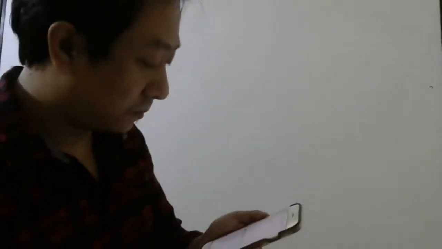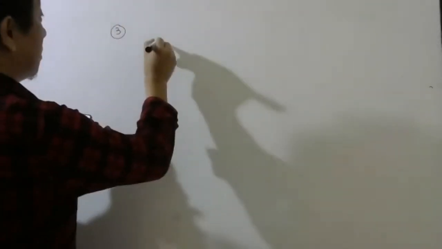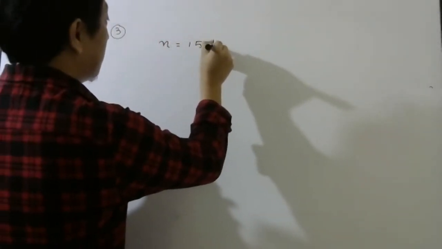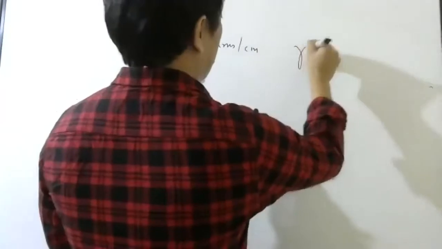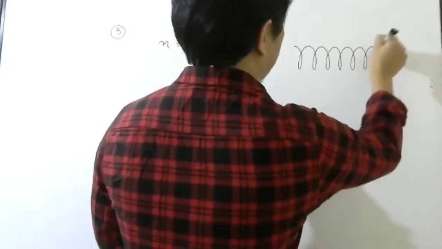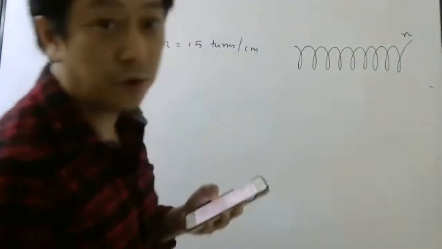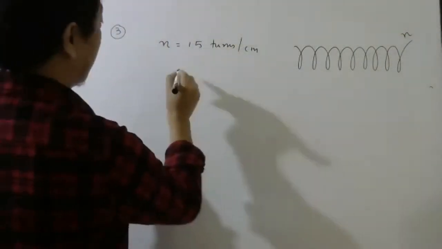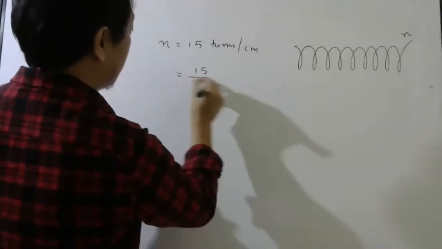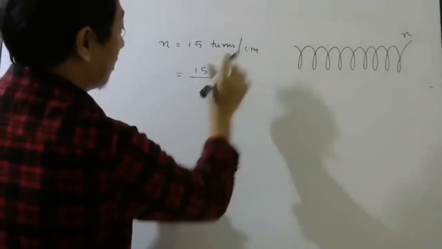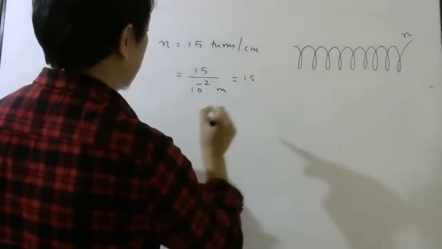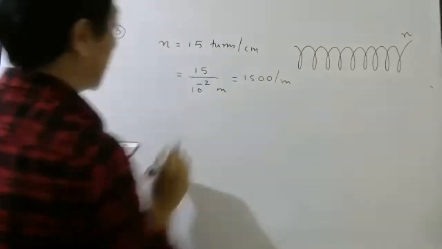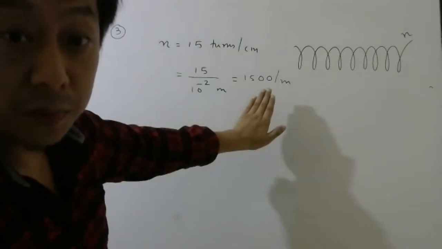Question number 3. Let us see question number 3 now. A long solenoid with 15 turns per centimeter. So n is equal to 15 turns per centimeter for a long solenoid. So let us draw one solenoid. So this small n is called number of turns per unit length. Since it is per centimeter, let us convert it into SI unit. So centimeter means 10 power minus 2 meter. Minus 2 will go up, 1500 per meter. Correct now? So this many turns are there per meter.